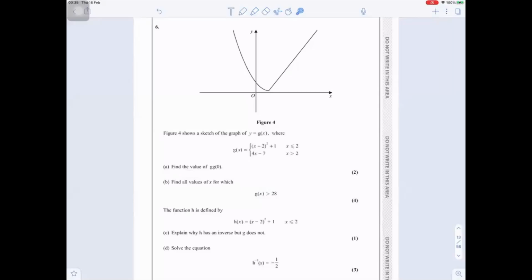That's question number 6. Figure 4 shows a sketch of the graph of y equals g of x, where g of x is equal to that function. Find the value of g of 0, and find all the values of x for which g of x is greater than 28.